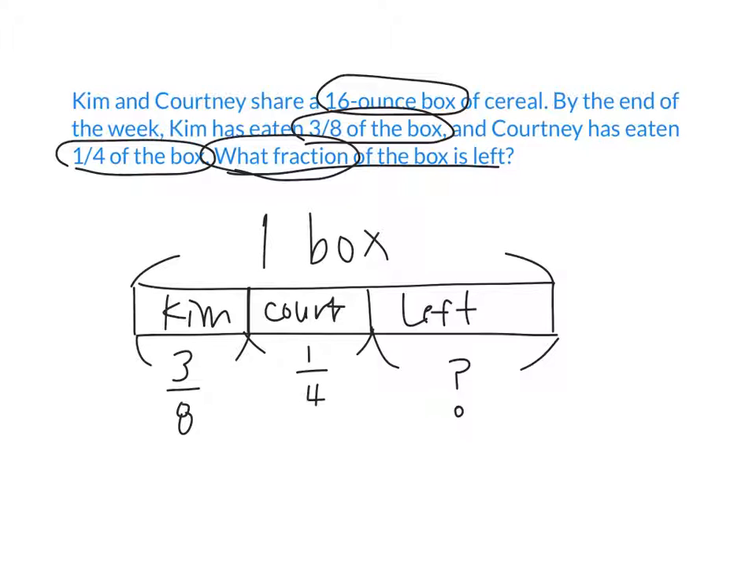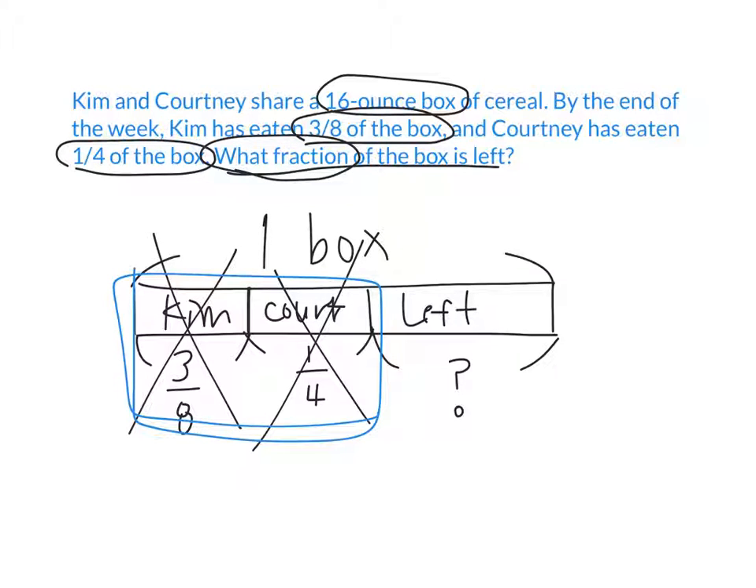Okay. So how can we figure out how much is left? Well, we have to take 1 whole box and subtract the amount Kim ate, right? And subtract the amount Courtney ate, and then we'll be left with what's over. Do you agree? We can also add up how much Kim and Courtney ate all together to find out the total of this part and subtract that total from 1. Do you agree? Let's do it that way.